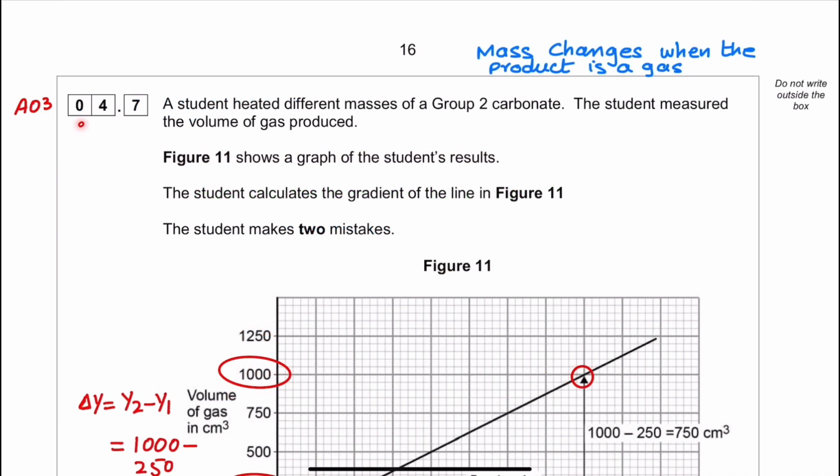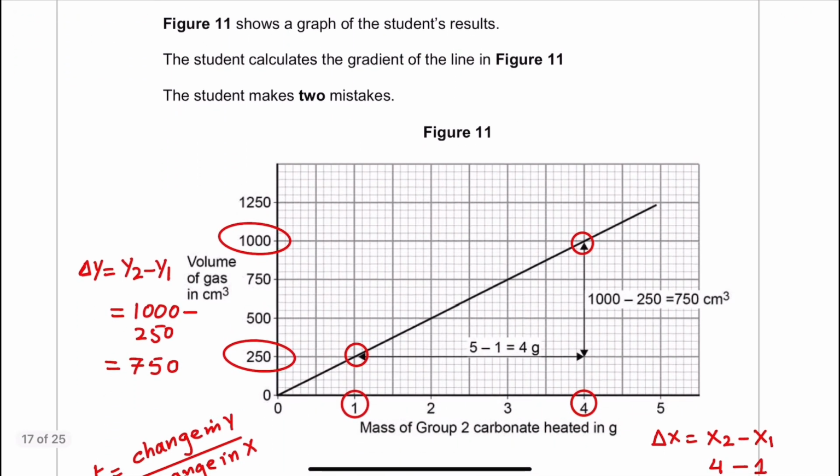4.7 is an AO3 question, and this question is from the same topic. Mass changes when the product is a gas. A student heated different masses of a group 2 carbonate. The student measured the volume of the gas produced. Figure number 11 shows the graph of the student's results. The student calculates the gradient of the line in figure number 11.